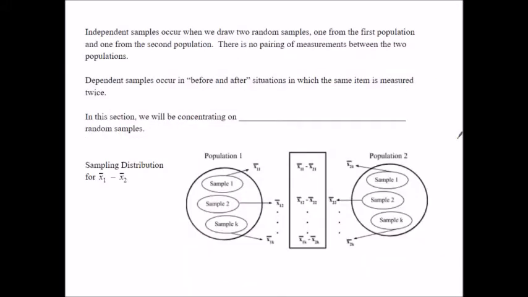So independent samples occur when we draw two random samples, one from the first population, one from the second population. There is no pairing of measurements between the two populations. We should even put in here, I've seen people say they're independent even if there was no attempt made to pair. Dependent samples occur in before and after situations in which the same item is measured twice, kind of like the student pre-test, post-test. In this section, we'll be concentrating on independent random samples.